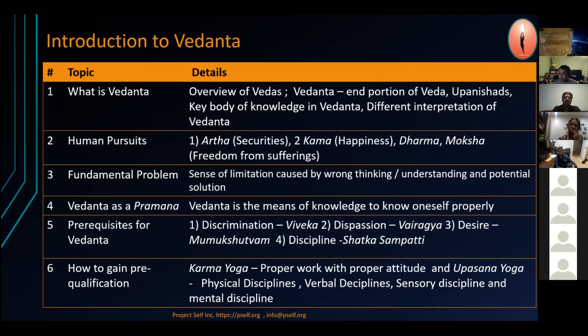So we talked about the different human pursuits, Artha, Kama, Dharma and Moksha. And we found that Moksha is nothing but freedom from all sufferings. So that is the goal of all these Vedanta, to give us freedom from all sufferings. And remember, we spent a lot of time and we discussed pain is inevitable, but suffering is optional. So that's one point we highlighted there. And then we saw why an individual suffers, why an individual is subjected to sorrow.